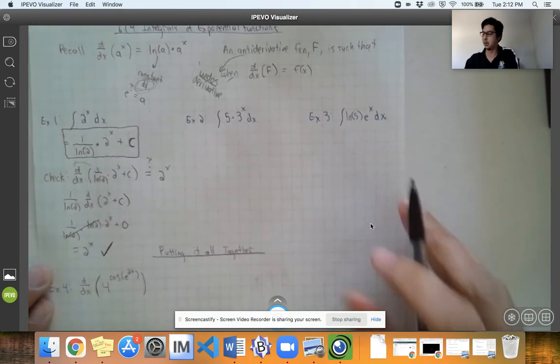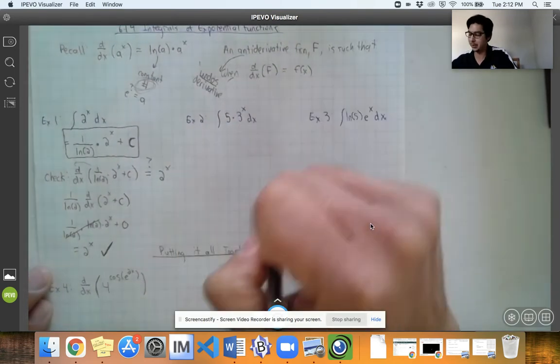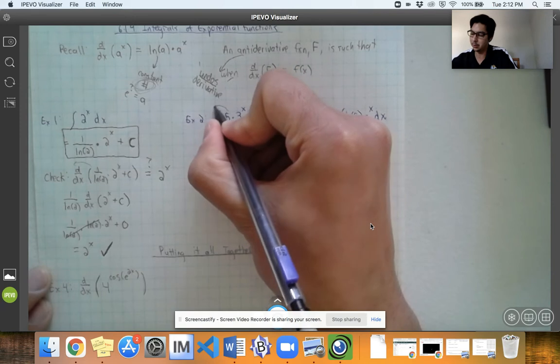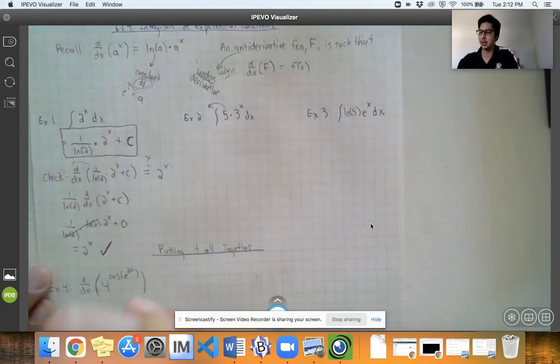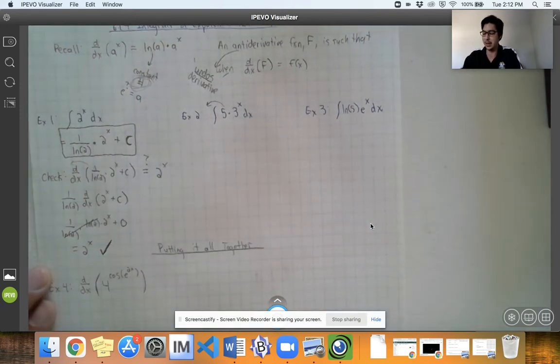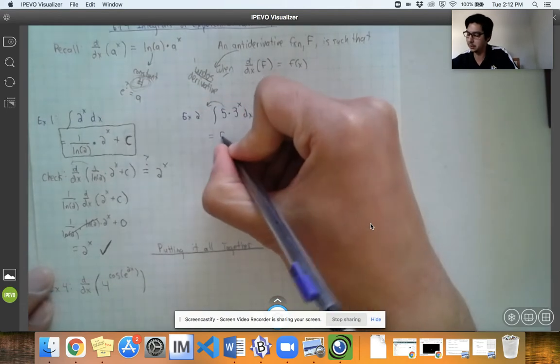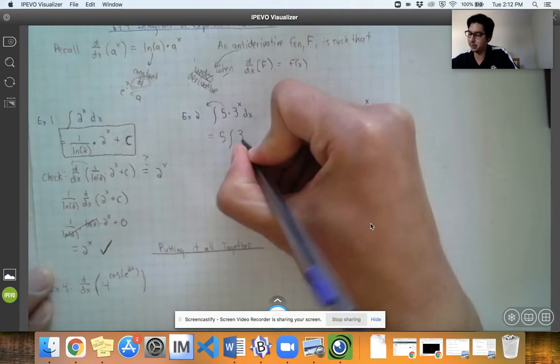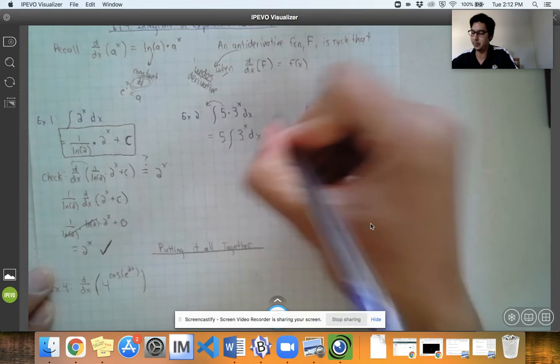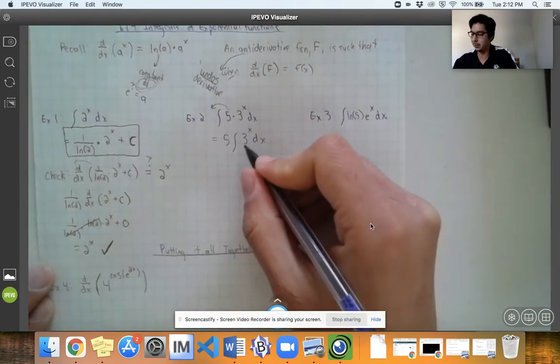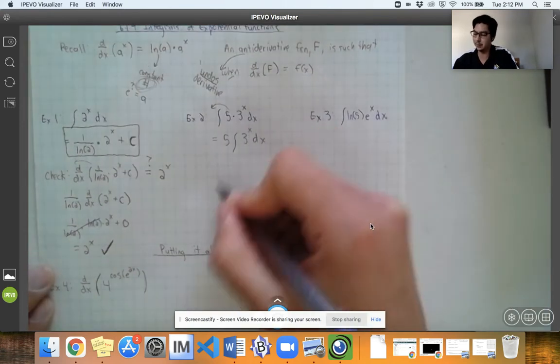Okay. Example 2, we have 5 times 3 to the x. Now don't be thrown off by that 5. Remember that with constants in front, stretch factors, you can always bring that in front. So that's equivalent, if that 5 bothers you, of doing 5 and then the integral of 3 to the x dx. Now, we have to account for that when we take the derivative of its antiderivative.